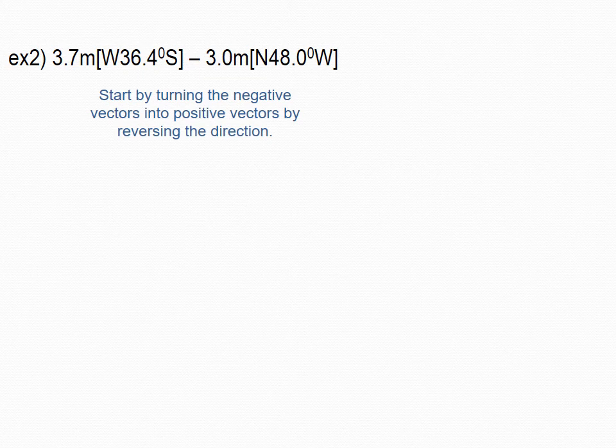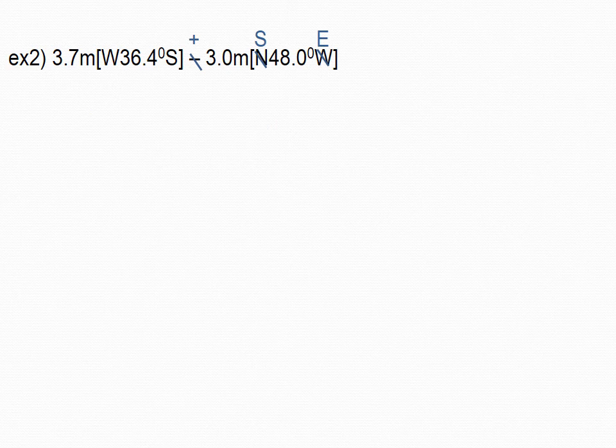Example 2. The first thing I want to do is deal with that negative. So I'm going to start by turning the negative vectors into positive vectors by reversing the direction. So north 48.0 degrees west becomes south 48.0 degrees east. I will draw both vectors.